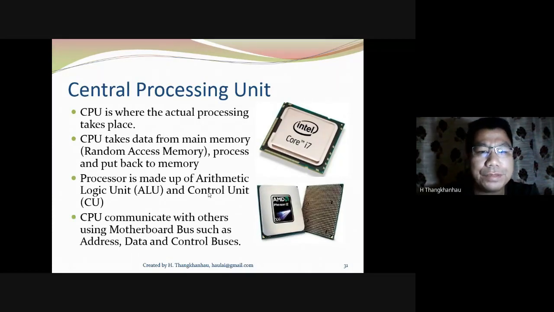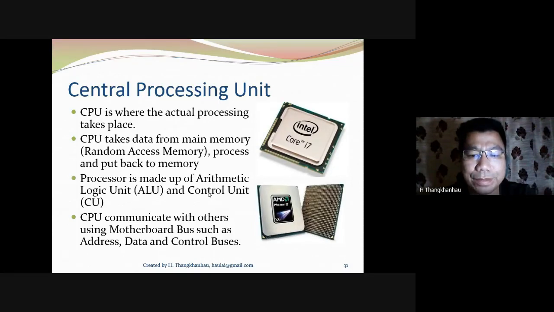The CPU communicates with other devices through a wire or a cable, which is known as a bus. There are three types of bus: the address bus, which carries the address of the device, the data bus, which carries different data, and the control bus, which carries the control signals.